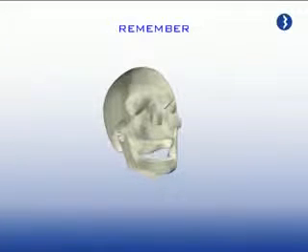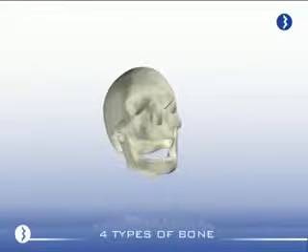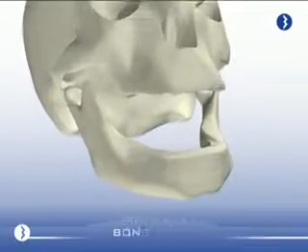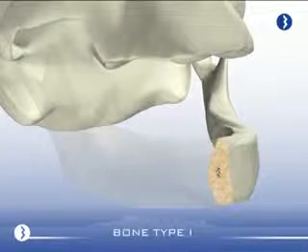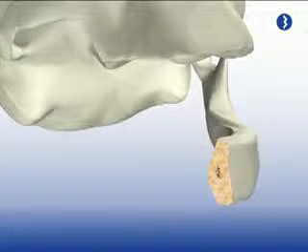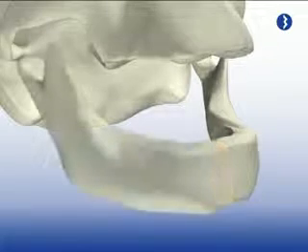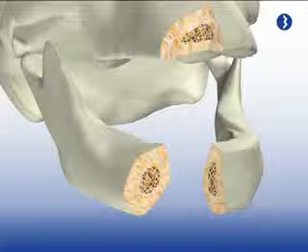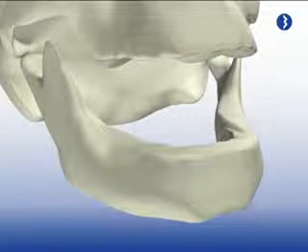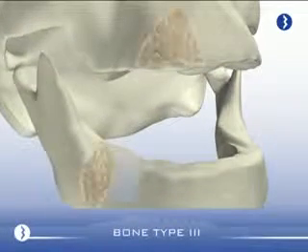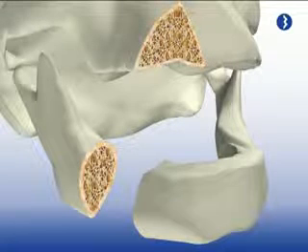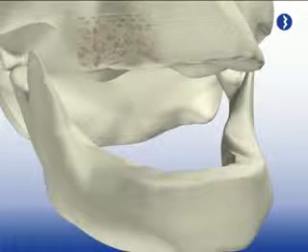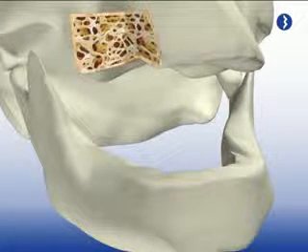Remember the 4 types of bone, the quality of osseous, and their anatomic order in the jawbone. Class 1, a bone consisting of almost exclusively homogeneous compact bone. Class 2, a thick compact bone surrounded by dense spongy bone. Class 3, a thin cortical surrounded by dense spongy bone. Class 4, a thin cortical surrounded by slightly dense bone.